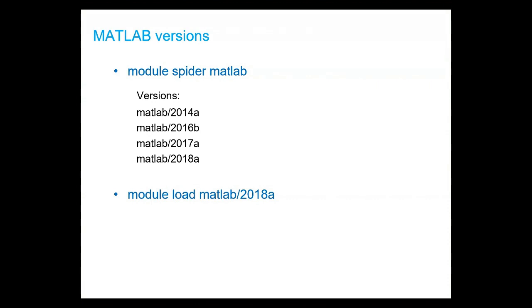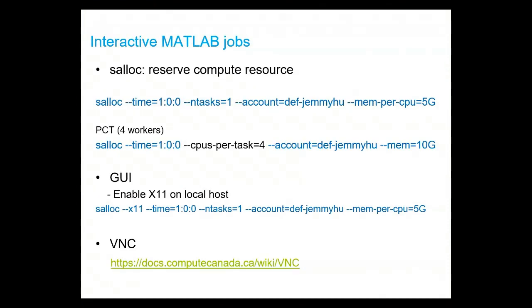So the first thing is to run interactive MATLAB jobs and use salloc to reserve a compute resource. So this is the way to do the single CPU MATLAB jobs. And then if you happen to need to run PCT, so for example, use 4 workers, you use cpus-per-task equal 4.